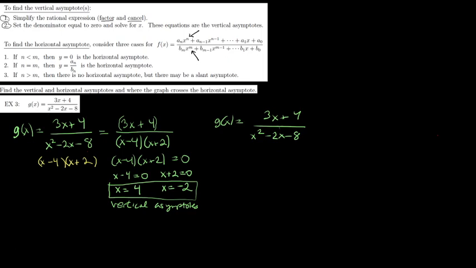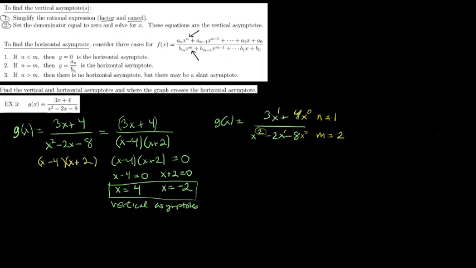So looking at this function here, what's the biggest exponent in the numerator? The numerator is 3x plus 4. So the biggest exponent is just x to the 1, right? So in other words, n is 1, right? There's an invisible x to the 0, but the biggest exponent is 1. So the degree of the numerator is 1. What about the degree of the denominator? Again, we have x to the 0, x to the 1, but the biggest power, which should be in front, is the 2. So m is equal to 2.